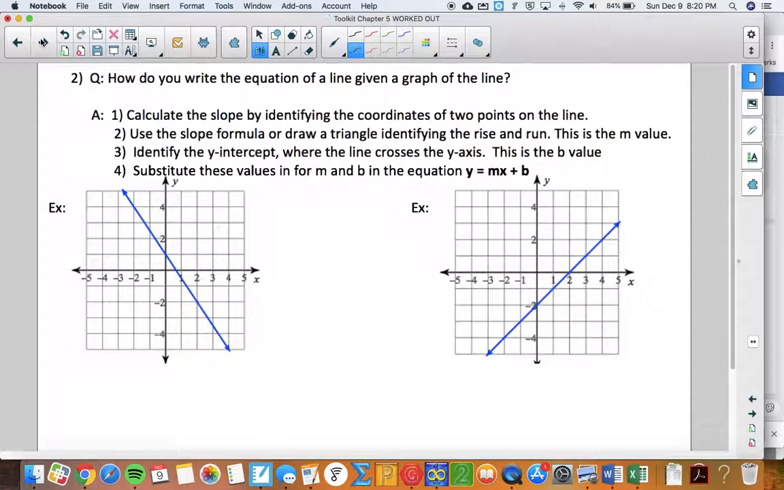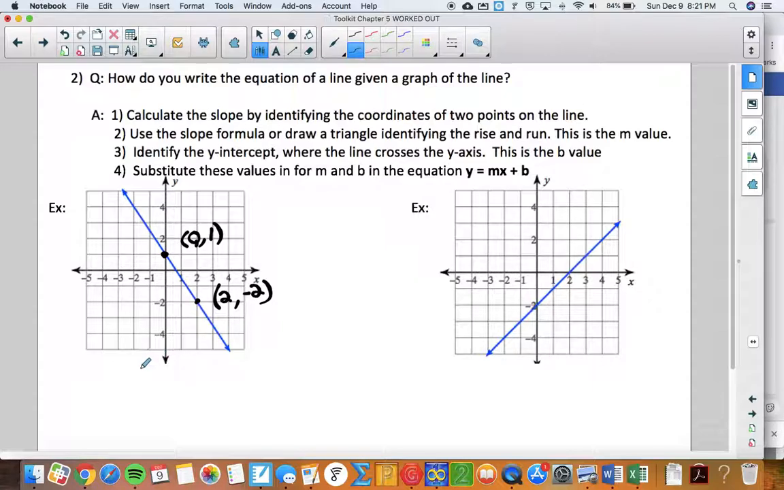How do I write the equation of a line given a graph of a line? Frequently asked question number 2. First, you're going to calculate the slope by identifying 2 coordinates on the line. So, like for this first example, I know the exact coordinates of that is 0, 1. I know the exact coordinates of, say, that point right there is 2, -2.